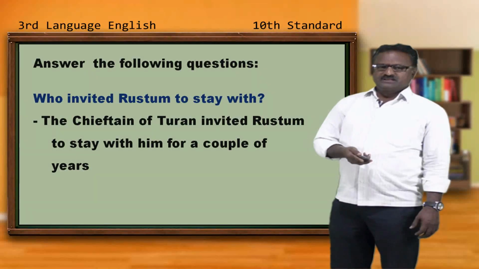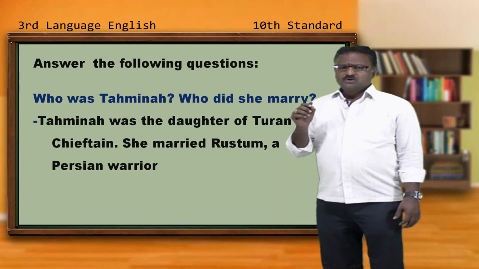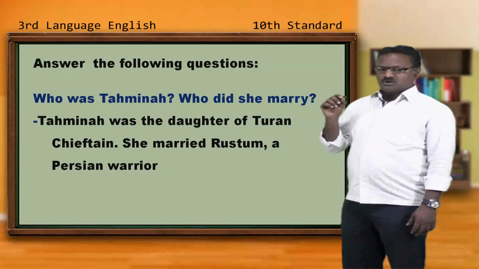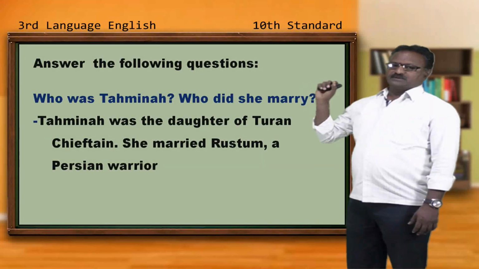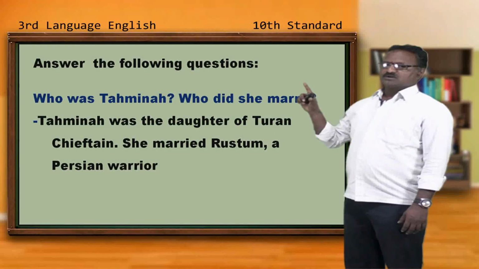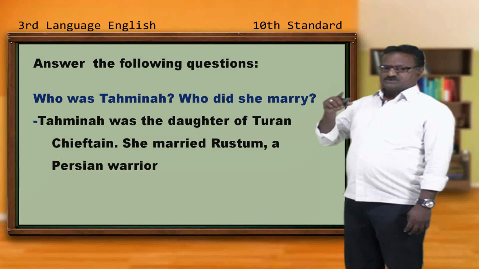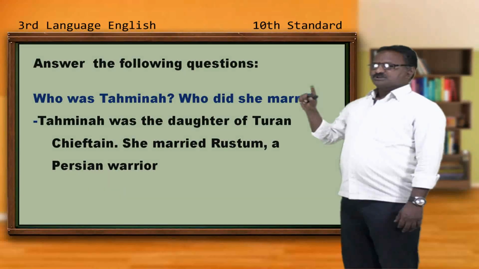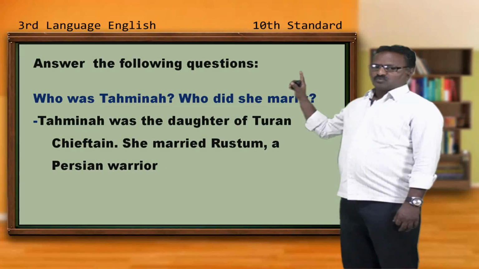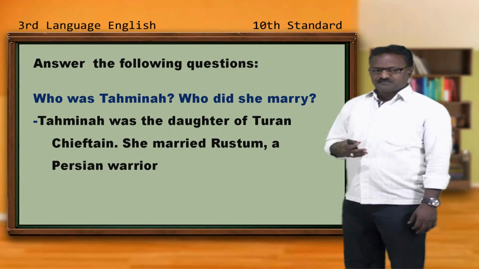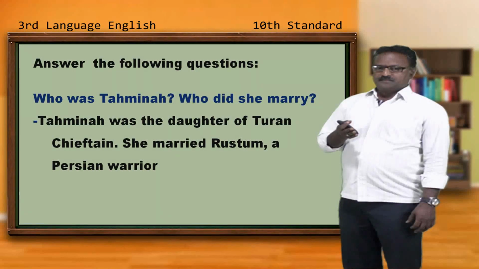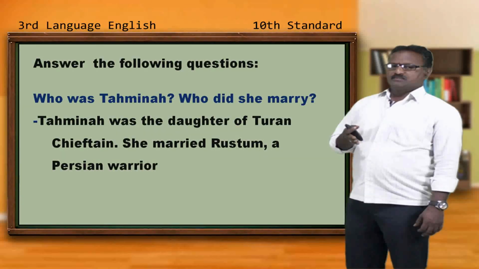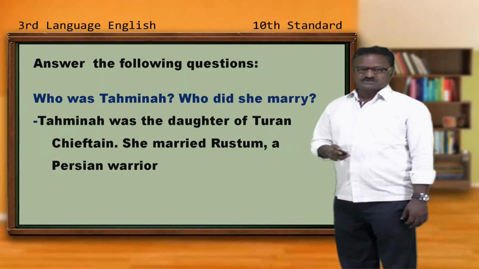The next question is, who was Tahamina? Who did she marry? Tahamina was the daughter of the Turan chieftain. Turan had a small leader, the chieftain, and the chieftain had one daughter whose name was Tahamina. She married Rustum, a Persian warrior, because Rustum stayed in their kingdom for a couple of years. At that time, the chieftain of Turan requested Rustum to marry his daughter, Tahamina. So Tahamina married Rustum, a great Persian warrior.